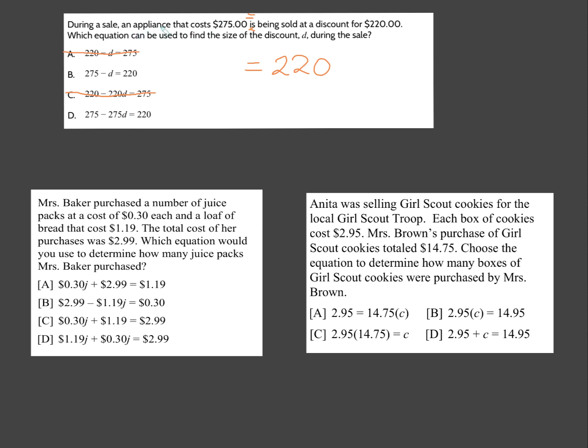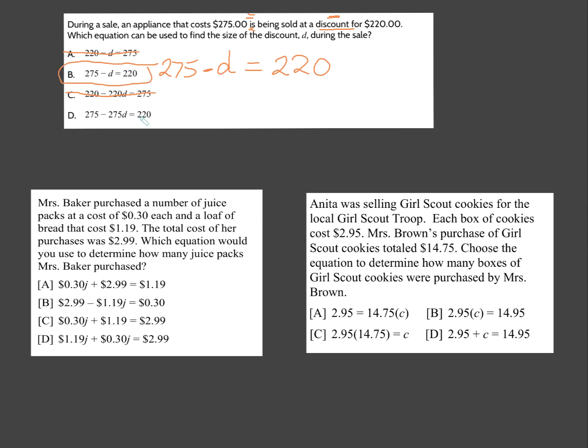Now they said during a sale, the appliance that cost $275. So the original price was $275, and then a discount was being applied. Now what operation represents discount? It will be a subtraction. So we're subtracting some amount of money to give us $220, and you're subtracting from the original price. So it should be $275 minus whatever the discount is, which gives us our sale price of $220. So our answer is B.